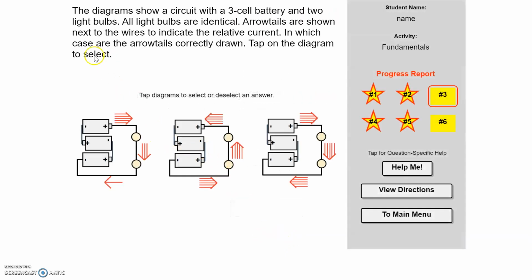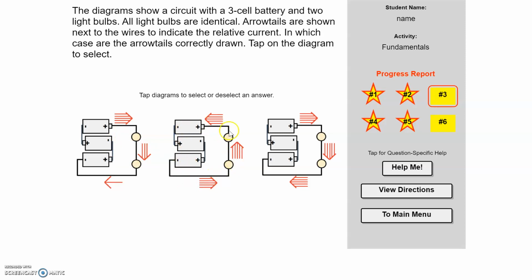All right, almost done. The diagrams show a circuit with a 3-cell battery and 2 light bulbs. All the light bulbs are identical and arrow tails are shown next to the wires to indicate the relative current. More tails means a stronger current, and then the tip of the arrow indicates the direction. In which case are the arrow tails drawn correctly? Okay, well this one is showing you strong current, weaker current, even weaker current. That cannot be true because there's only one loop, so the current is the same everywhere.